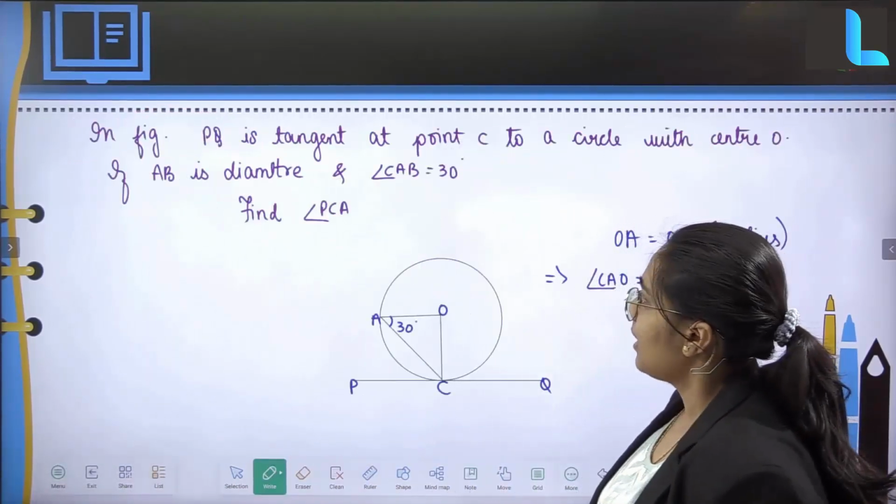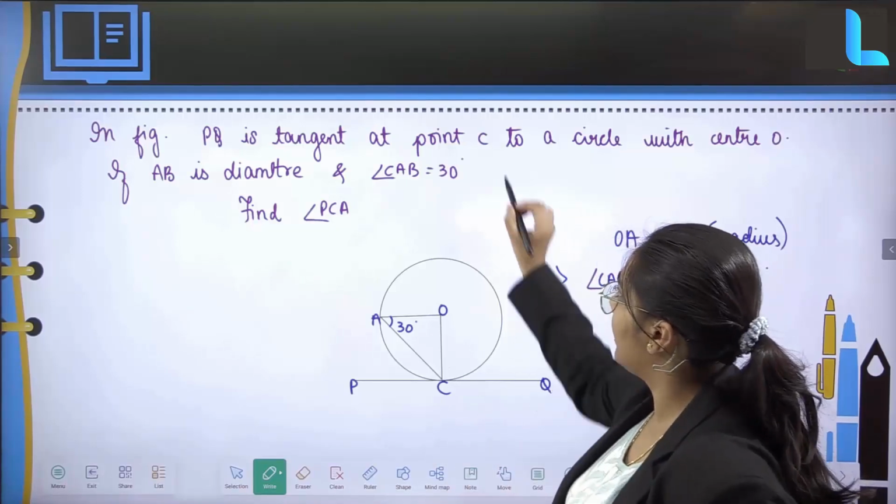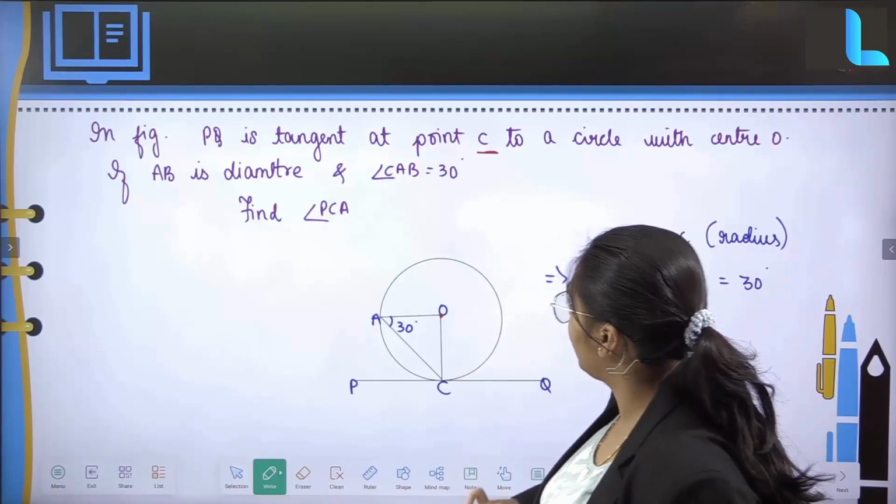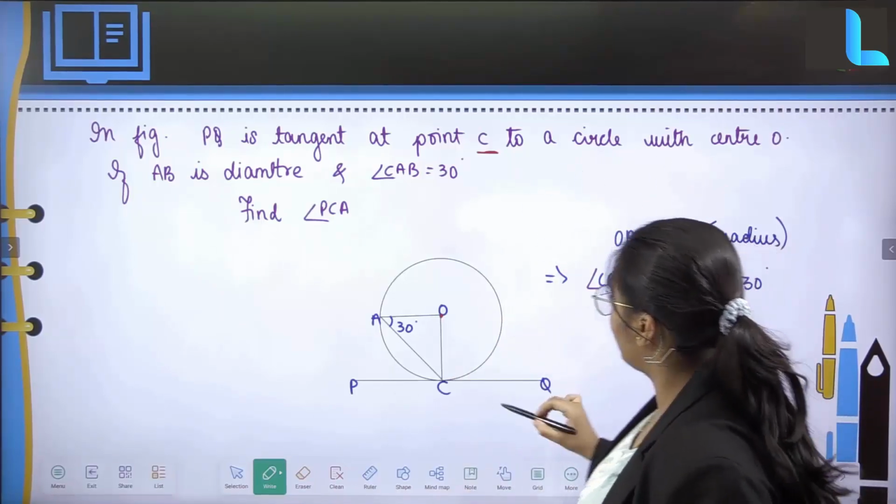Next question. In the figure, PQ is a tangent at a point C. So PQ is a tangent from a point C to a circle with radius OC.